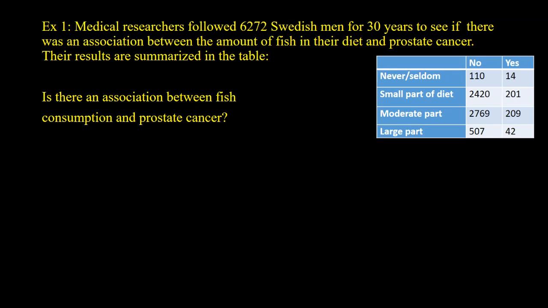So it's difficult to tell from the table because there were different amounts of no and yeses, different amounts of people that had seldom than from a small part of a diet. So it's hard to see. We want to look at some breakdowns here, some percentages.